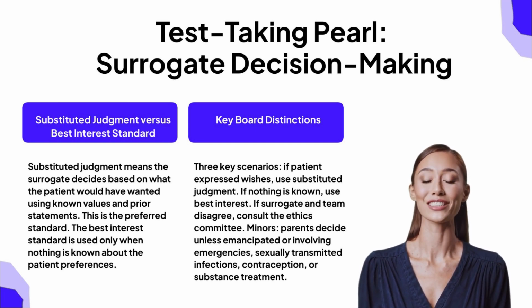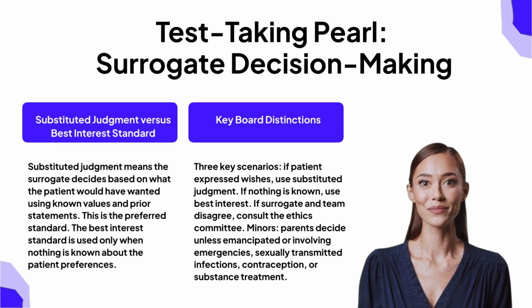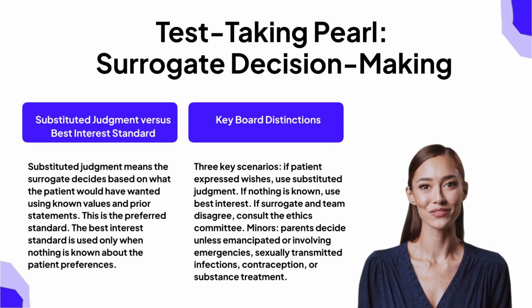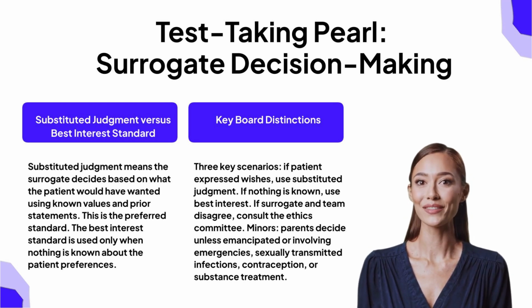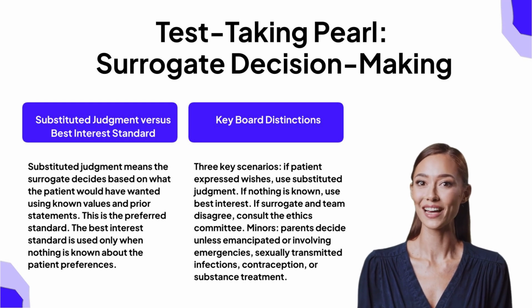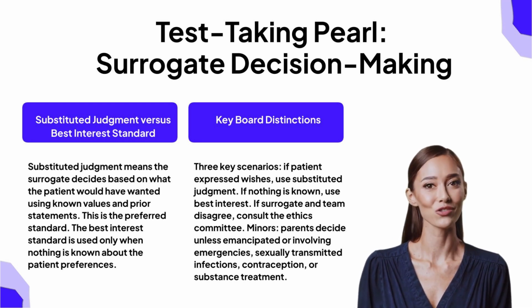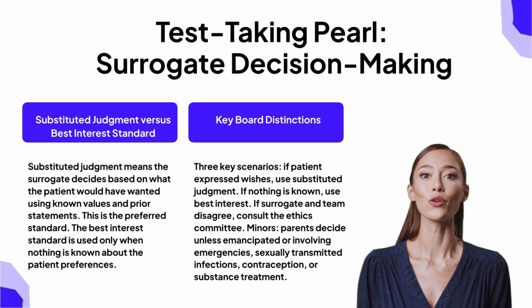The boards love testing 3 scenarios. If a patient previously expressed wishes, even informally, use substituted judgment. If nothing is known about the patient values, use best interest. And if the surrogate and the medical team disagree on the right course, the next step is usually an ethics committee consultation, not jumping straight to a court order.